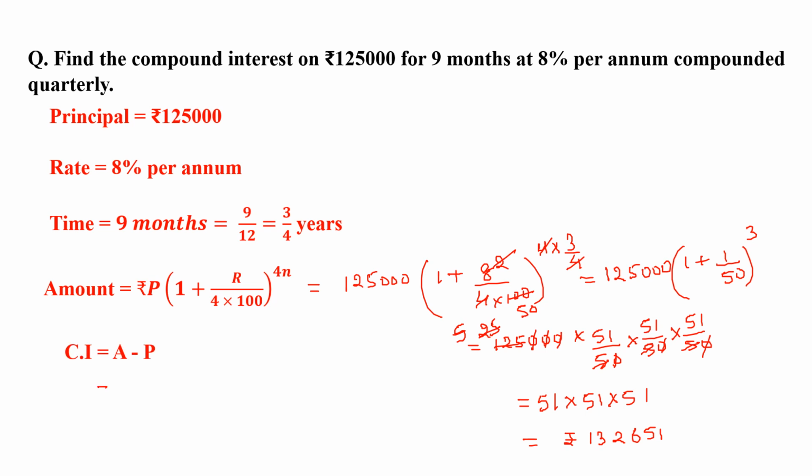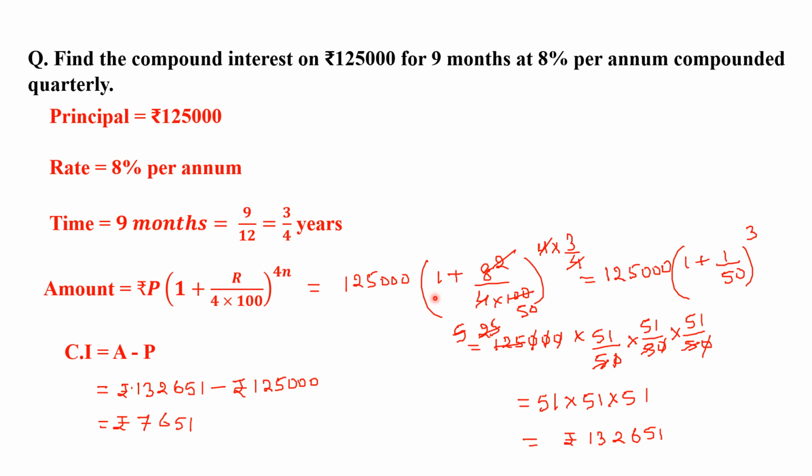And now you have to find the compound interest. Compound interest is amount minus principal, and your amount is 1,32,651 minus 1,25,000. If you subtract it, you will get 7,651 as compound interest.